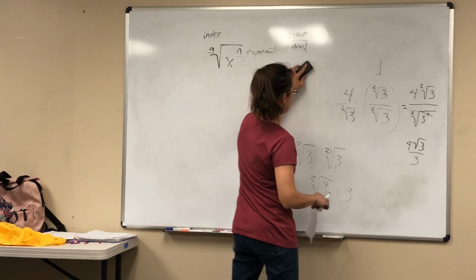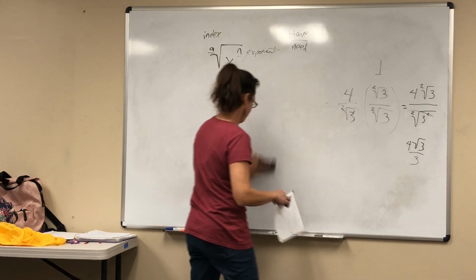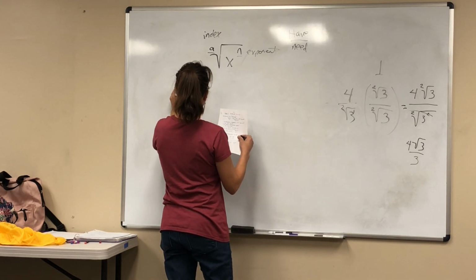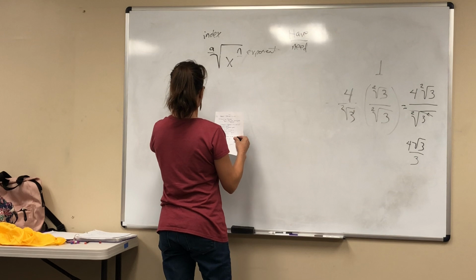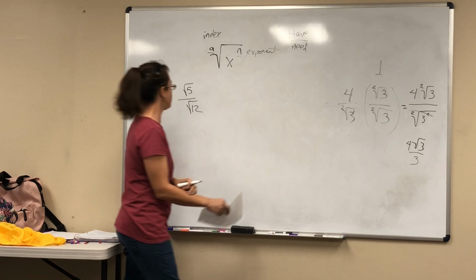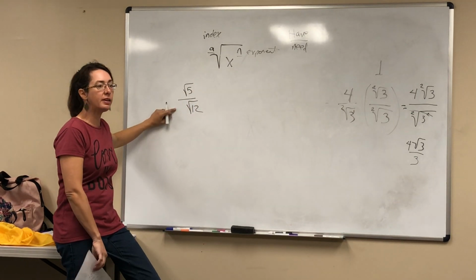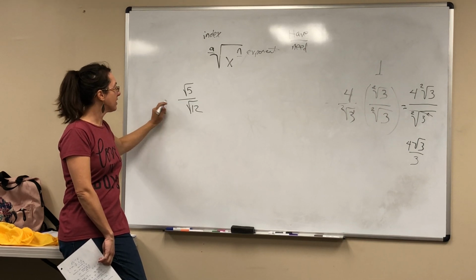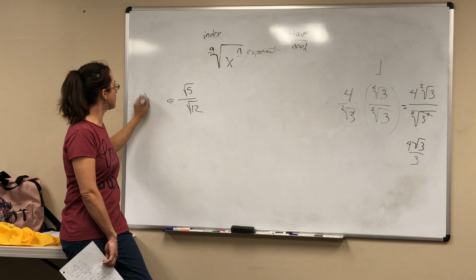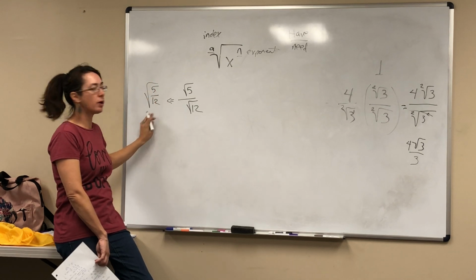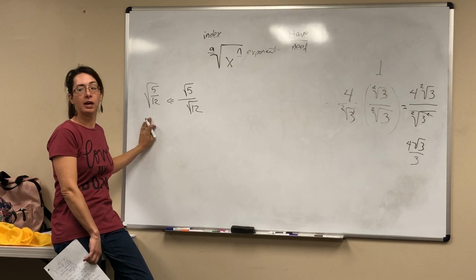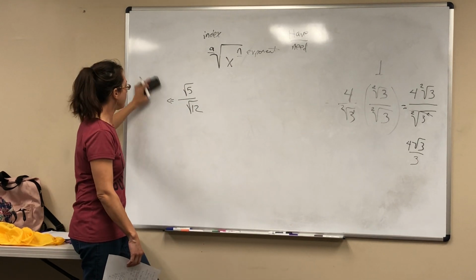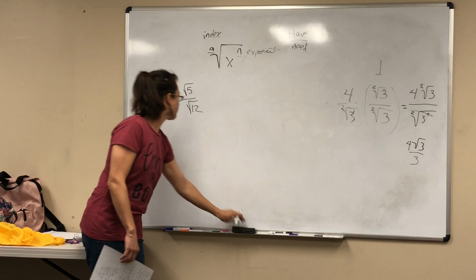Okay, let's work through another one. Square root of 5 over the square root of 12. Does it do me any good to put these under one radical? Does it do me any good to go backwards and say square root of 5 over 12? No, I can't simplify it, correct? So that doesn't do me any good. So we're gonna move forward.